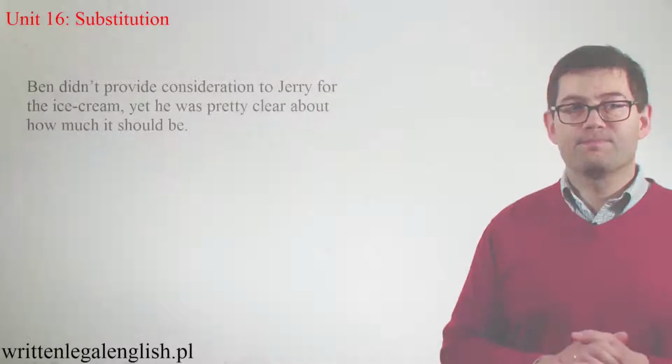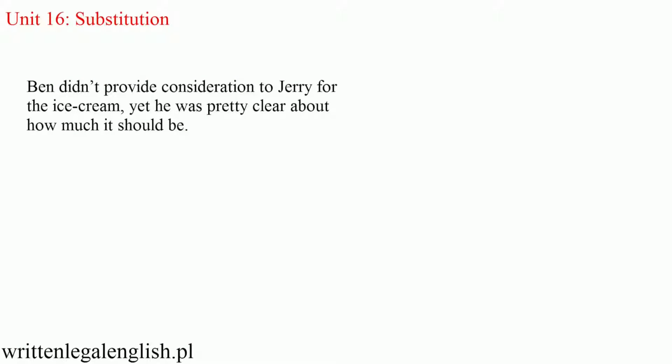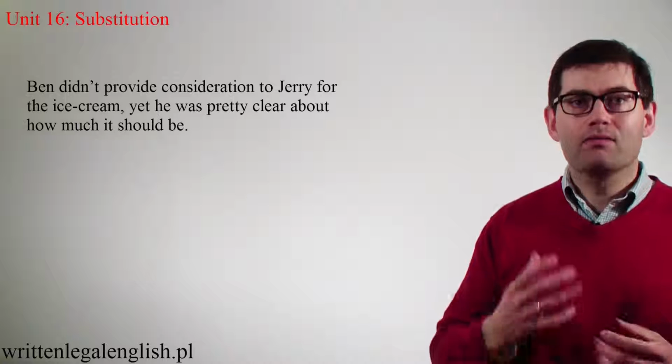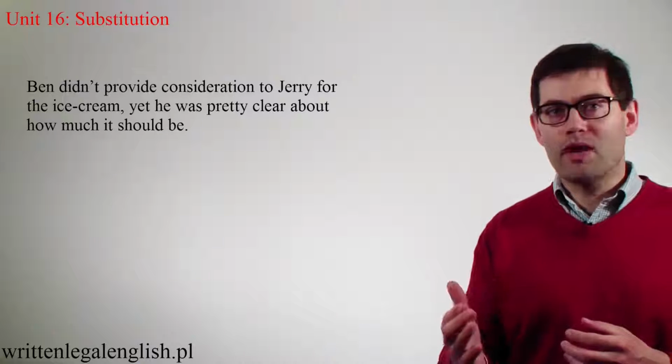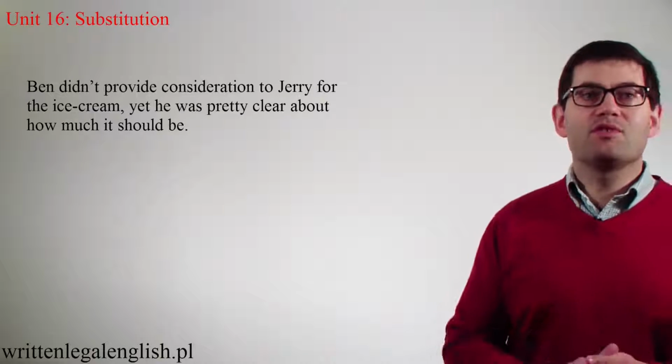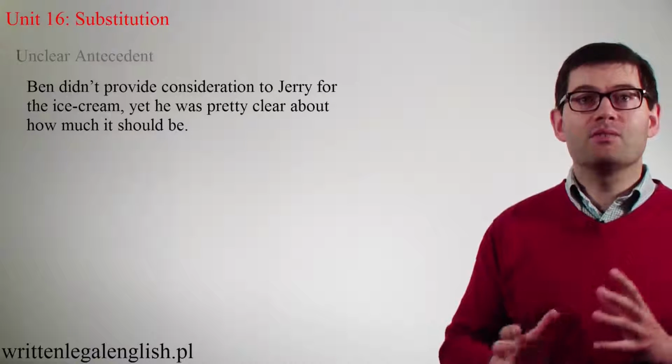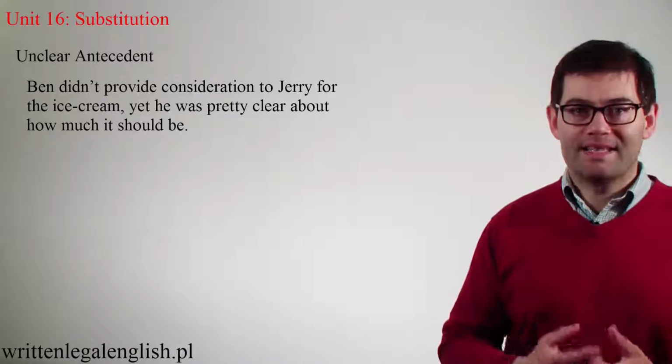Take a few seconds to read the next example and try to work out what the problem is. I'm sure you've guessed it. Who does he refer to, Ben or Jerry? This use of substitution, which does not clearly refer to what it actually substitutes, is what's called an unclear antecedent.